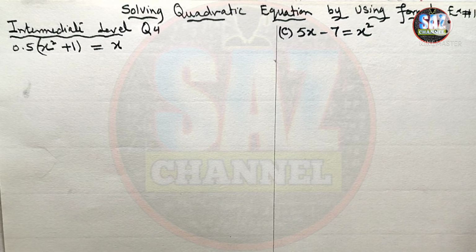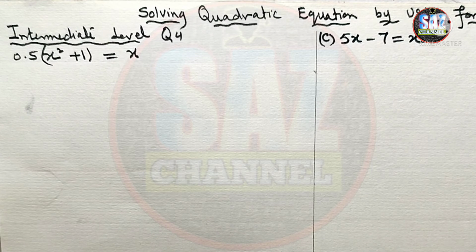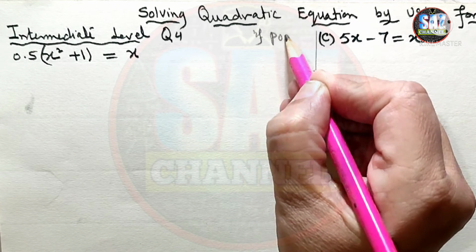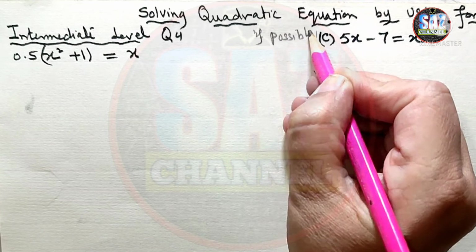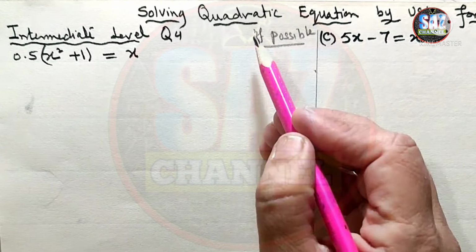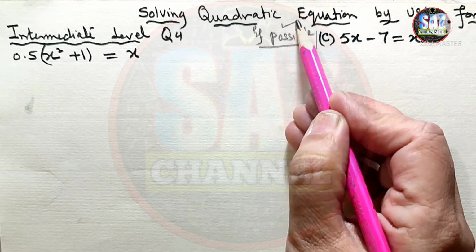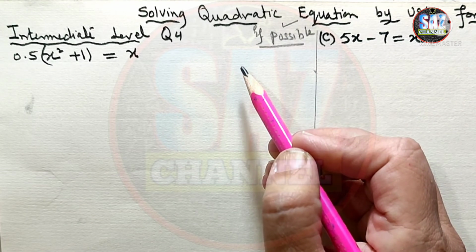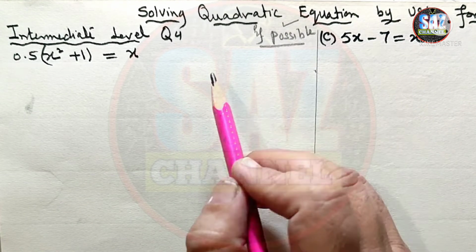Let's move to intermediate level question number 4. Question 4 says solve each of the following equations if possible. Here the term "if possible" is important. What is the meaning of the term "if possible"? We have to take care of the situation in which the solution is possible and the situation in which the solution is not possible, and I will be discussing this point during my lesson.